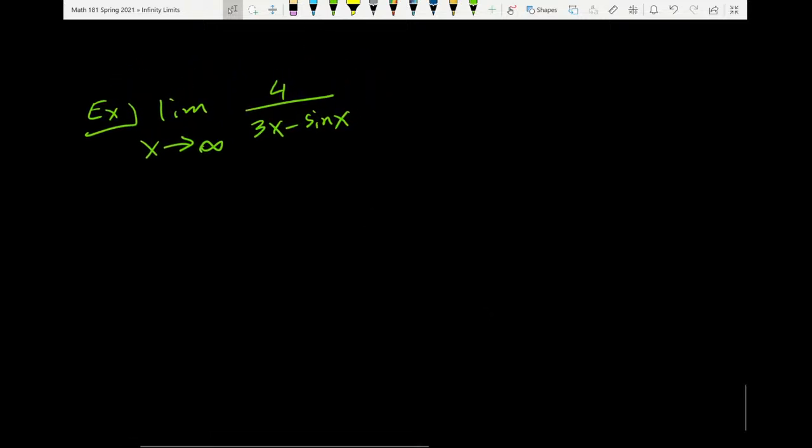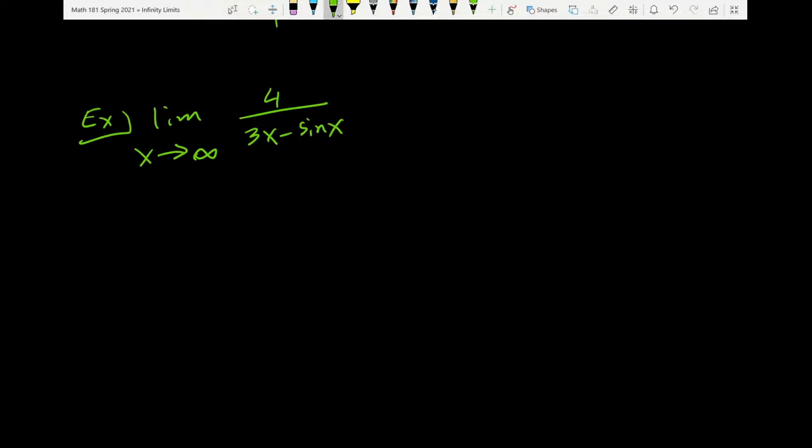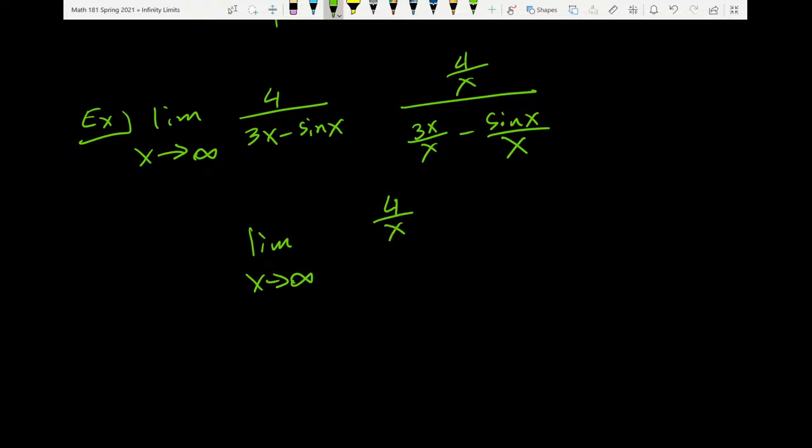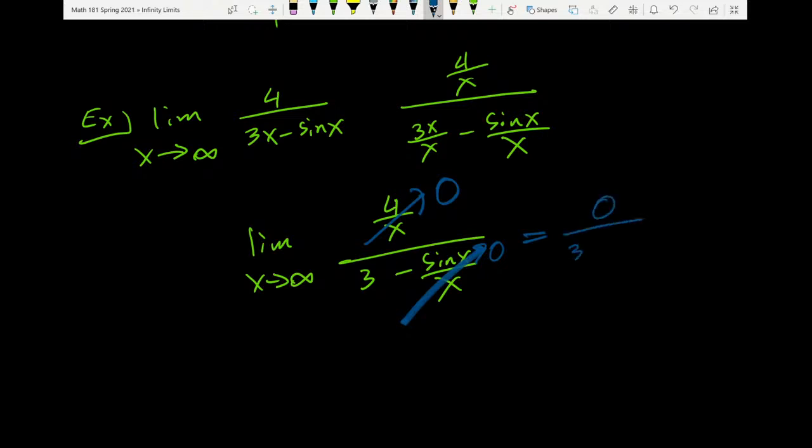Let's look at this one. I'm going to divide everything by x. Let's simplify it first, 4 over x. So the limit as x goes to infinity of 4 over x over 3 minus sine of x over x. Well, we know this is 0. This is also 0. So you get 0 over 3 minus 0, which is 0 over 3, and that is 0.